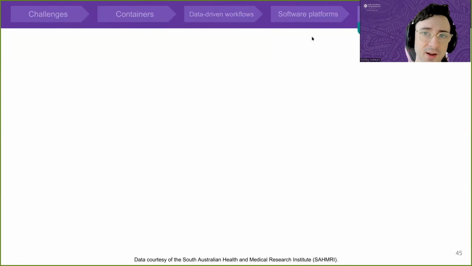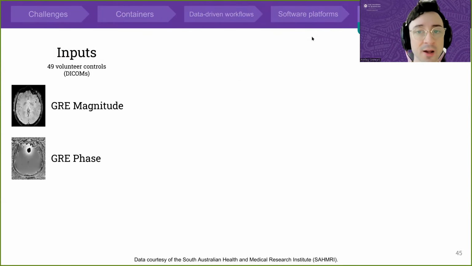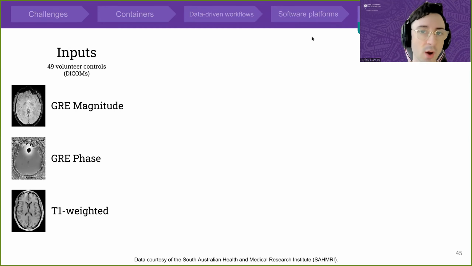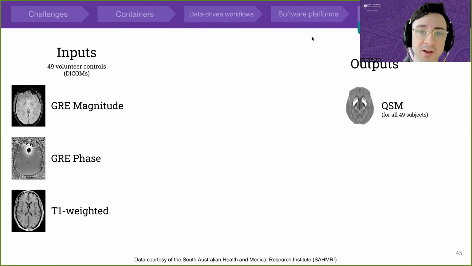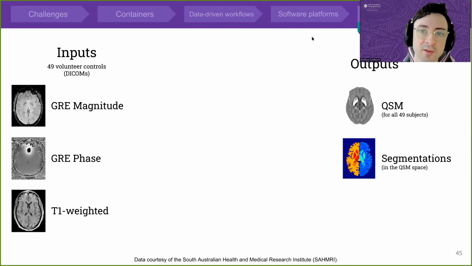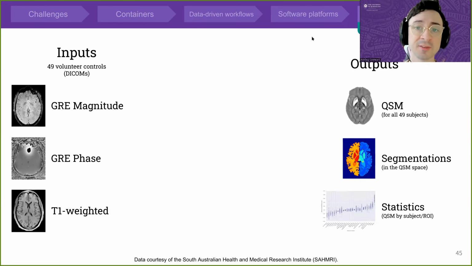So let's now consider a practical example. Let's say we have some inputs, some magnitude and phase data for 49 volunteer controls. We also have T1 weighted data, which we often need for segmentation. And in the end, let's say we want QSM for all subjects, as well as segmentations in the QSM space, which will help us derive some statistics for the areas that we're interested in. So how will we do this?